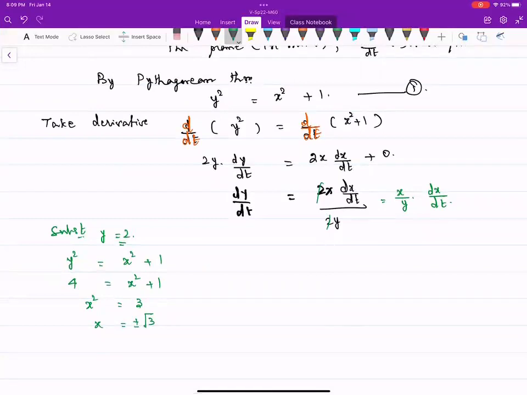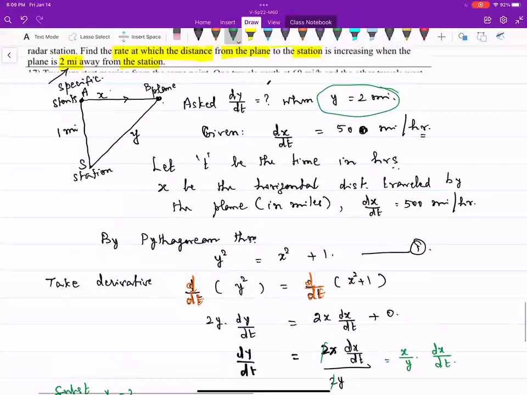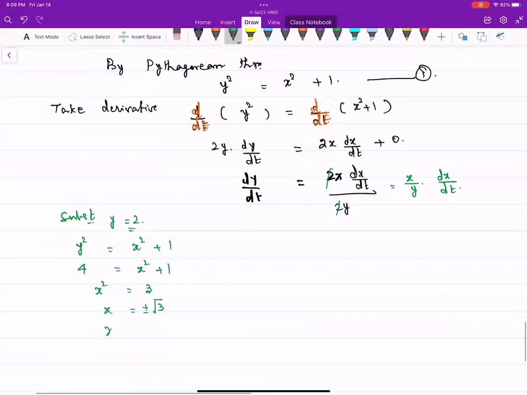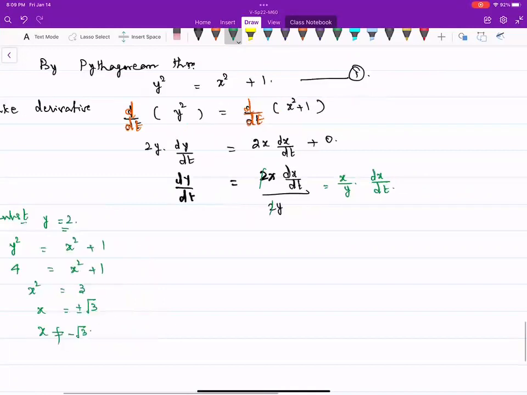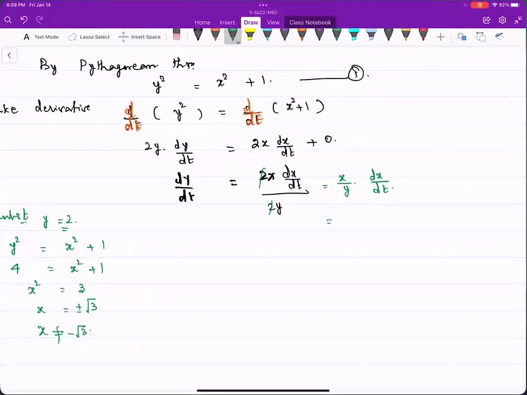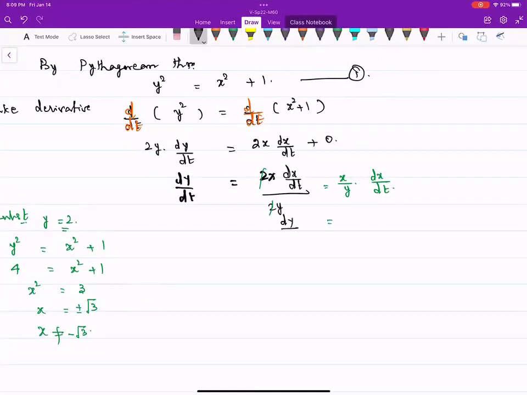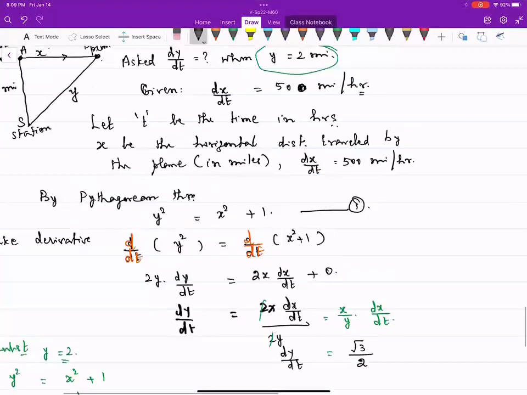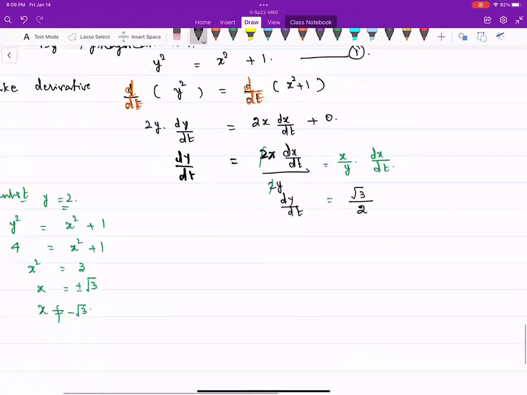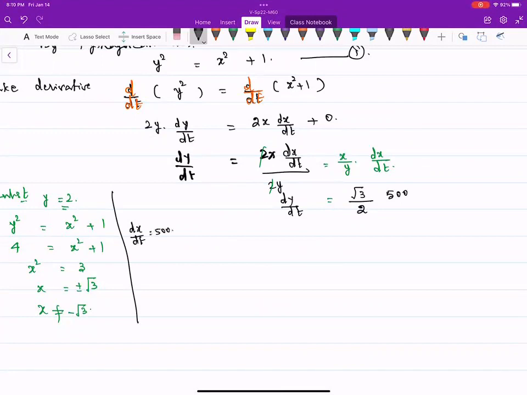But in the context of the problem, x has to be positive. It measures the horizontal distance. So x cannot be equal to negative radical 3. So x is only positive radical 3. So we will substitute all those values in this relation: x equal to positive root of 3, divided by 2, then dx by dt, which is given in the problem, which is 500. We are substituting the specifics here. dx by dt equal to 500.